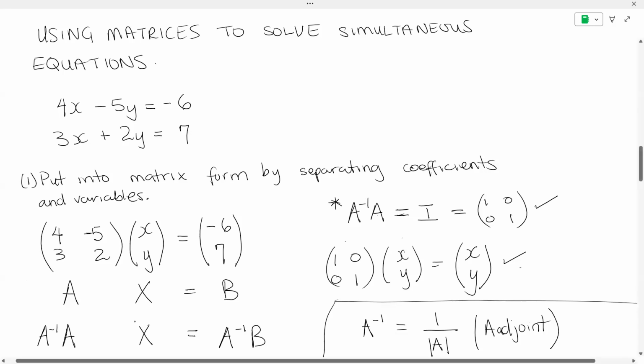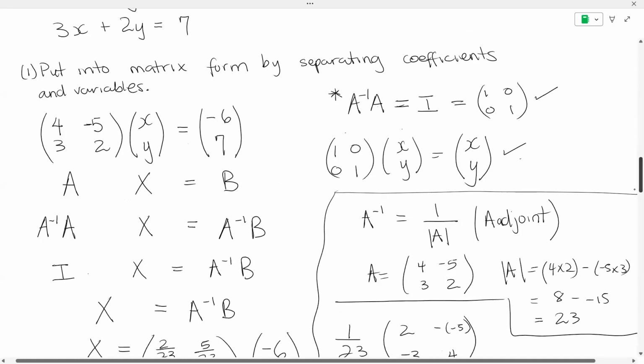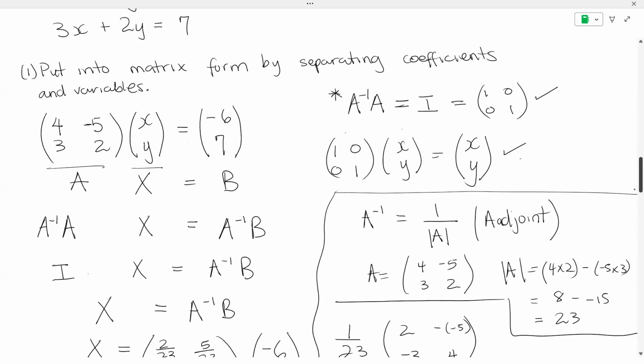Right? That's straightforward. What we need to do next from there is understand that you could call it any other letters, but generally it's A for the name of this matrix, X for the name of this matrix, and B for the name of this matrix.